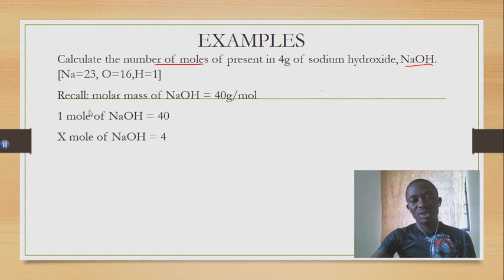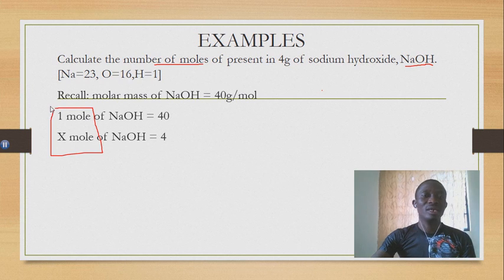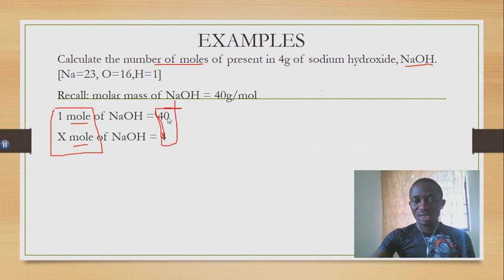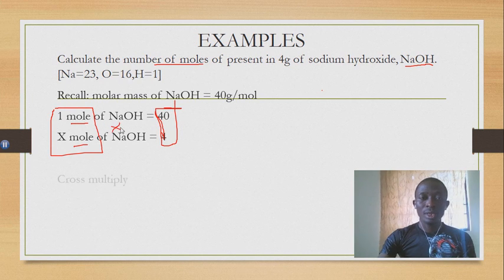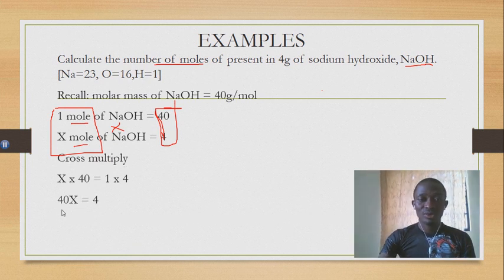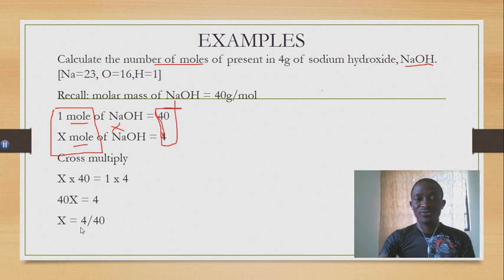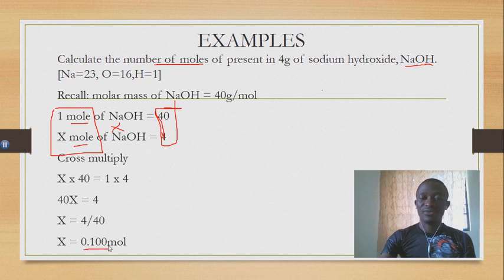multiplication often. So what we do is take a look at the unit on the right hand side. They must be the same. I have mole and mole, and when I take a look at the unit on the left hand side, you still know that they are the same, which is grams and gram. So now I can cross multiply. When I cross multiply, I have x times 40 equals 1 times 4, and that becomes 40x equals 4. When I divide through by 40, I have x equals 4 over 40, and my x equals 0.100 mole. As usual, my answer is still in 3 significant figures.